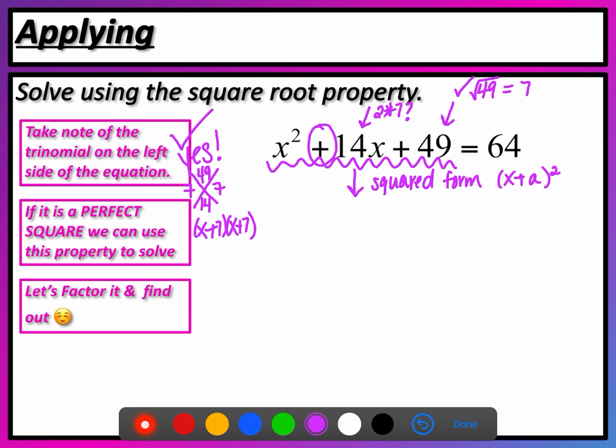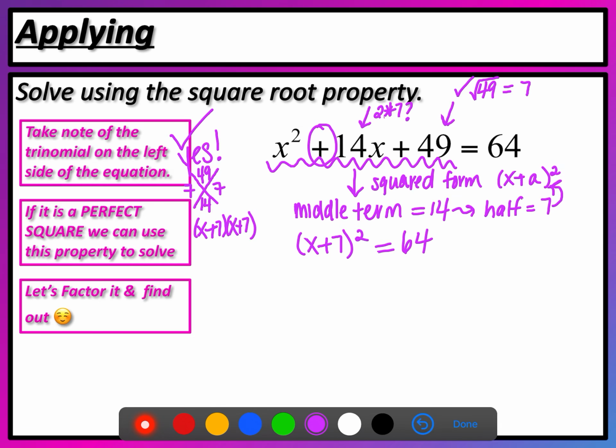So we take half the middle term. My middle term here is 14, and we're going to half that. It's 7. So 7 is going to be the value that we plug into our squared form. It's going to work every single time. X plus 7 squared. There it is in squared form.